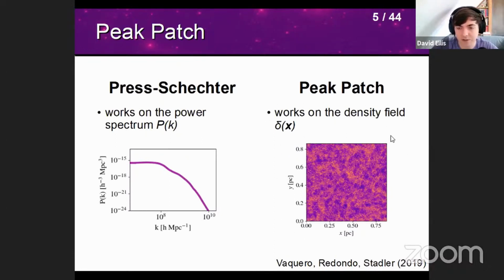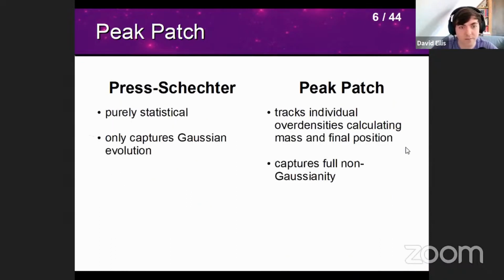Okay, and where Press-Schechter works on the power spectrum, assuming Gaussianity, peak patch works on the true density field. So here is the initial condition field, the initial data field that we use, and I think this is the third talk that has mentioned it now. It was generated by Javier Redondo and collaborators, and this is the same set of initial conditions that were used by Jens and Benedict in their n-body simulations, which Jens talked about earlier. So we have these n-body results to compare to throughout. Additionally, where Press-Schechter is purely statistical, the peak patch tracks individual overdensities. And so we can say something about the mass and final positions of individual halos, much like you can do with n-body.